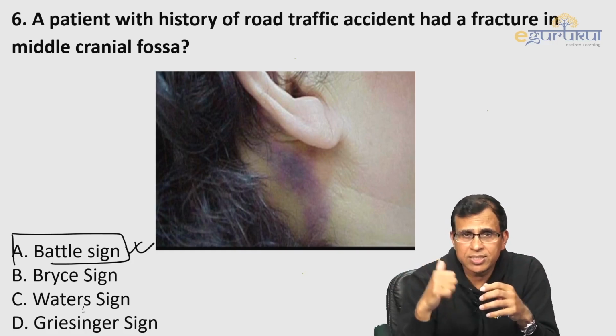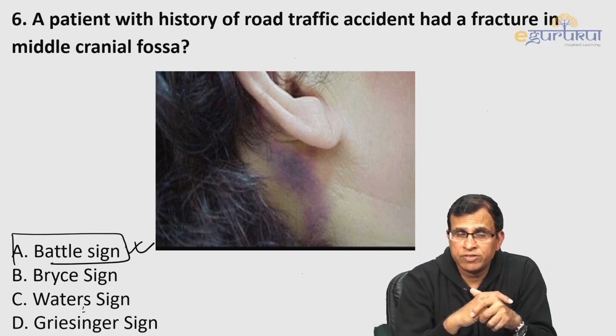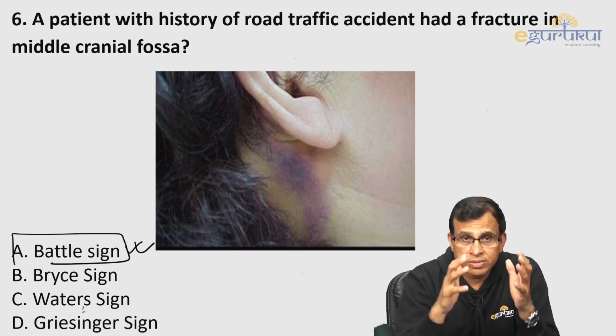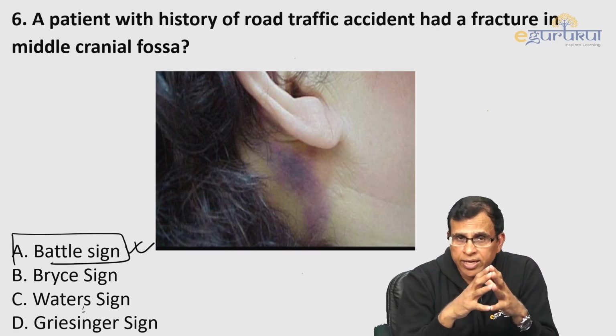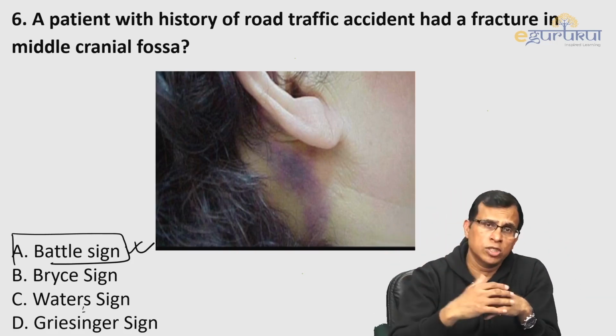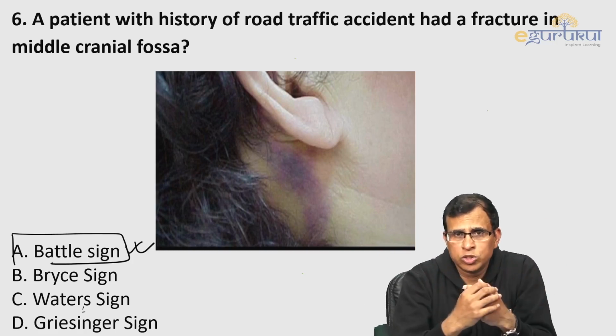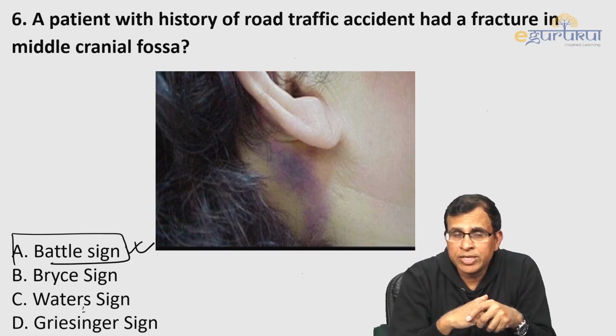But if you can see the battle sign, then it tells you that the skull base is fractured and you have to take this patient very seriously. It's a serious emergency actually. So that's the importance of battle sign. You always look for this sign in a patient who had a trauma of this area of the body, but otherwise looks innocuous. That means does not look too serious. So that's the importance of battle sign. It's a very important image based question.